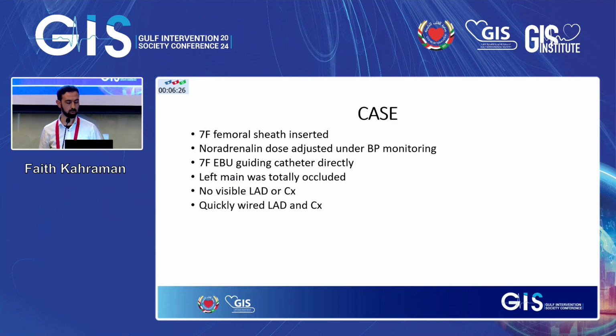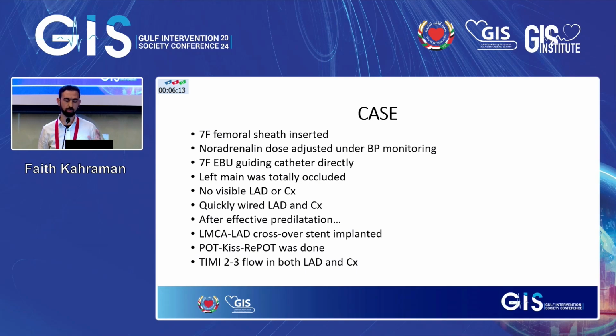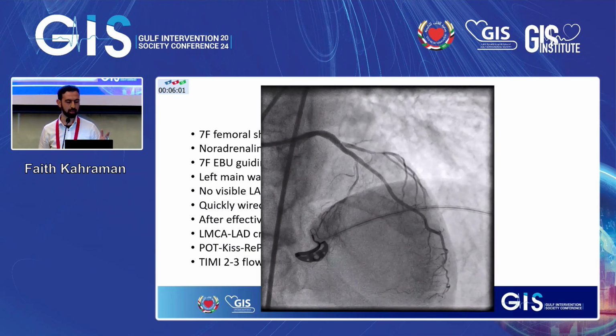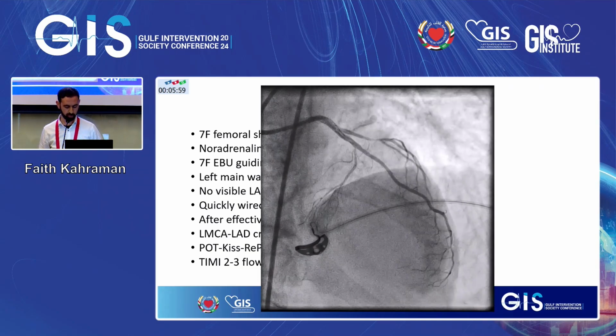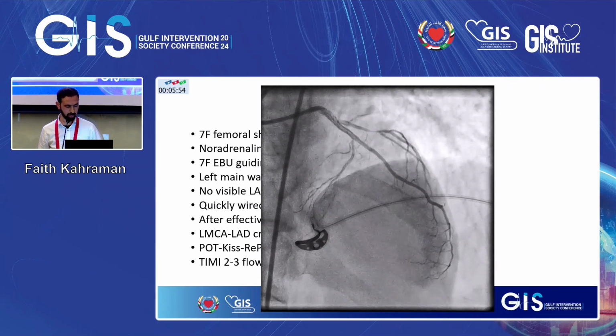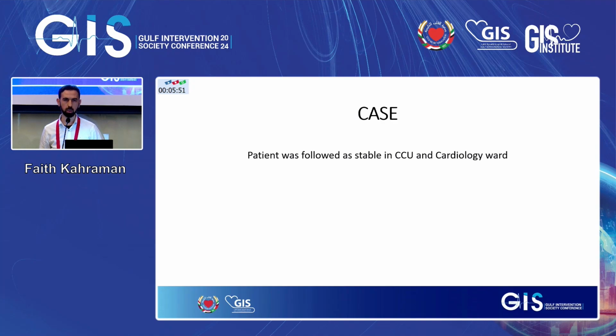We quickly wired LAD and circ, and after effective predilatation, we implanted our stent from left main to LAD crossover. We did our POT and kiss, and at the end of the procedure, the patient was stable. We had TIMI 2 to 3 flow in both LAD and circ. This is the last image of our procedure, and we took the patient to the coronary intensive care unit.